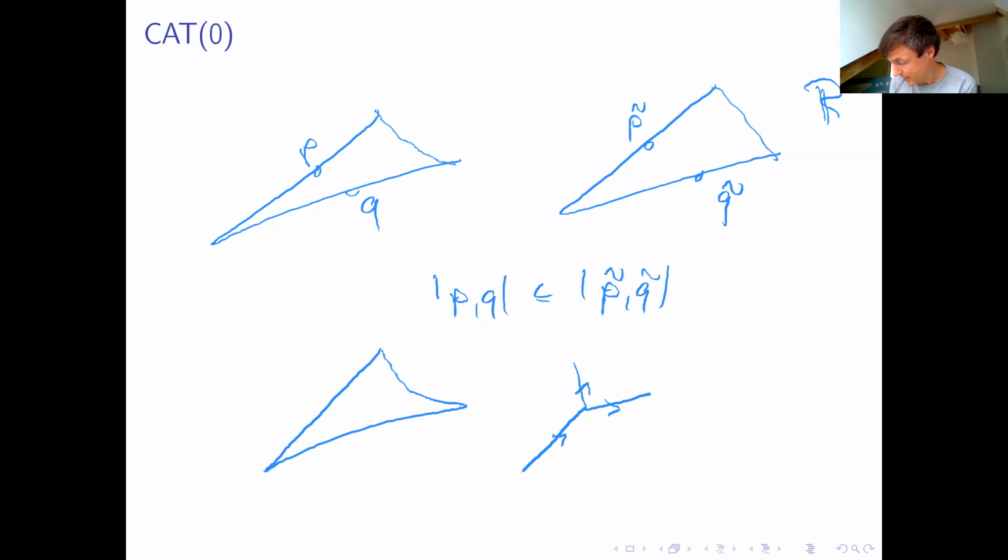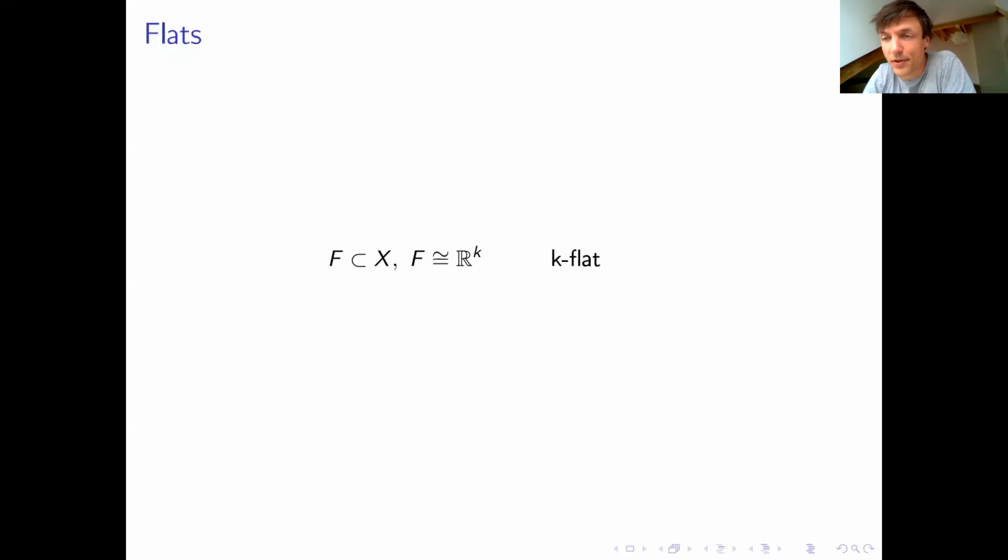So let me introduce this term flat, which probably everybody knows. A flat in my space, which I usually denote by F, is a convex subset that's isometric to a flat Euclidean space of some dimension K. Formally speaking, a complete geodesic is also a flat. It's a 1-flat, but let's agree that when I talk about a flat, I think of something that sees actual Euclidean geometry. So K should be at least 2.